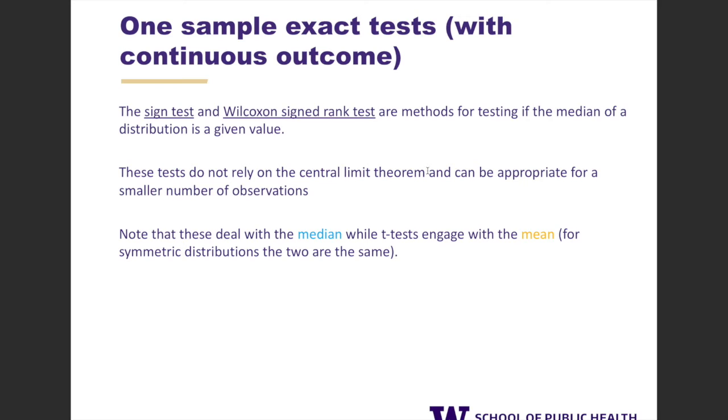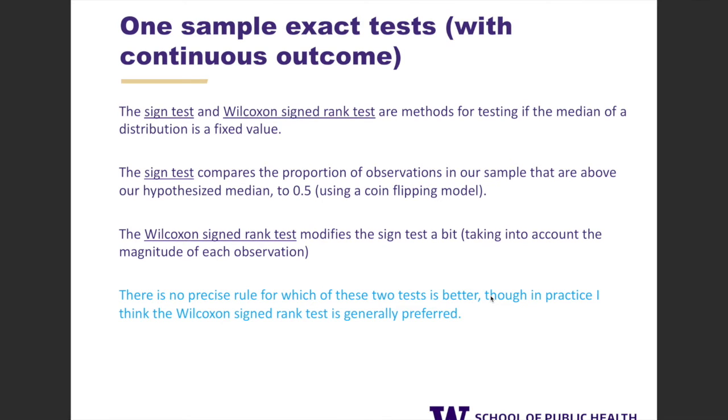And I'm not going to go into a ton of details on exactly what these tests are doing. I'll talk a little bit more in the next slide about it. I just want mostly to note that these are alternatives that allow you to test if the median is a pre-specified value and can give you things like confidence intervals for the median. So let's just talk a little bit about what the sign test is doing first.